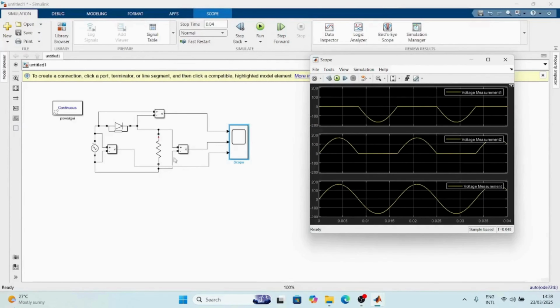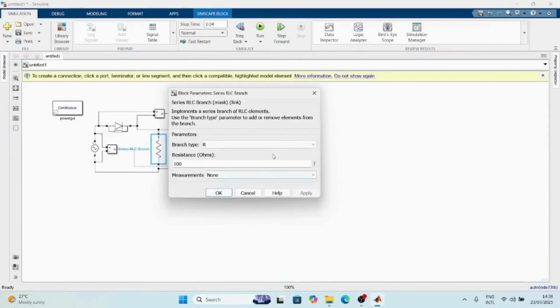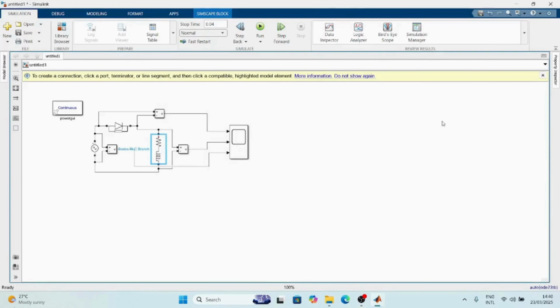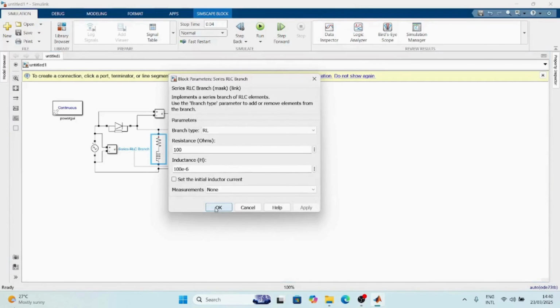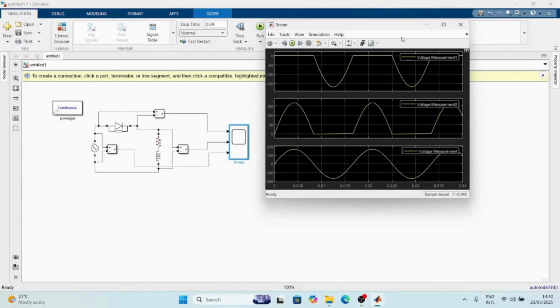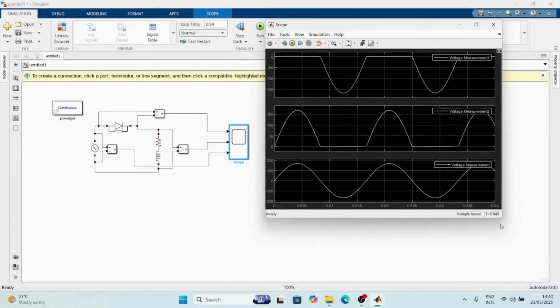Now, we're going to change the resistor to an RL load. So, I will use an inductance of 100 microhenries. Then run again. As you can see, this is the signal output.